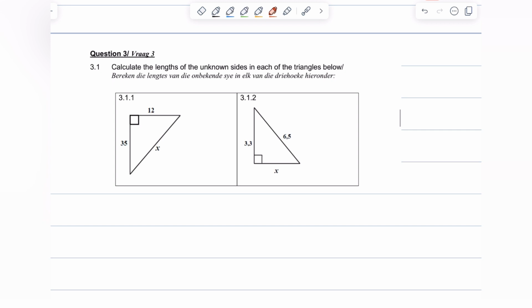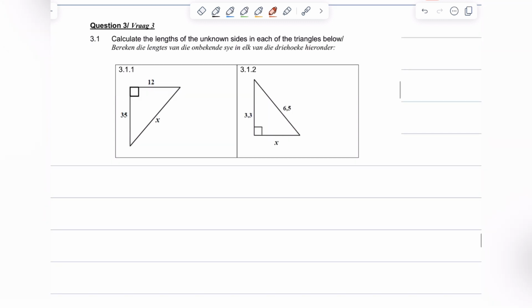So we've got 3.1.1 and of course 3.1.2, and we can see that both of these triangles are right-angled triangles. Of course, what tells us that is the symbol here, this little square in the corner. That square indicating that this is a 90-degree angle.